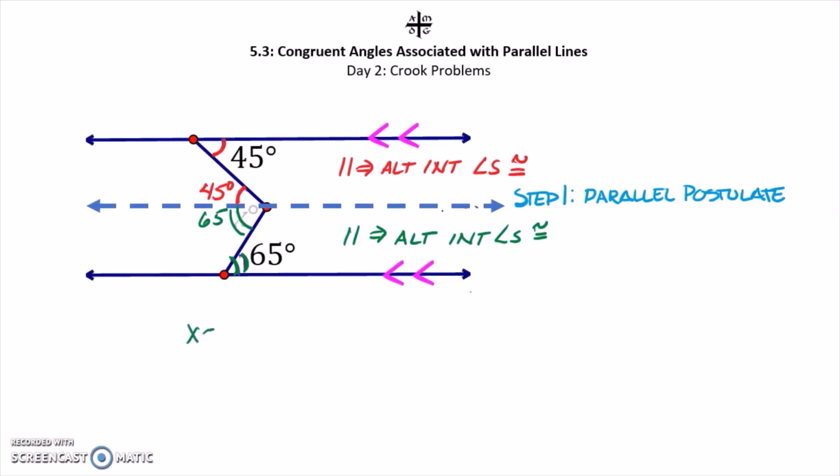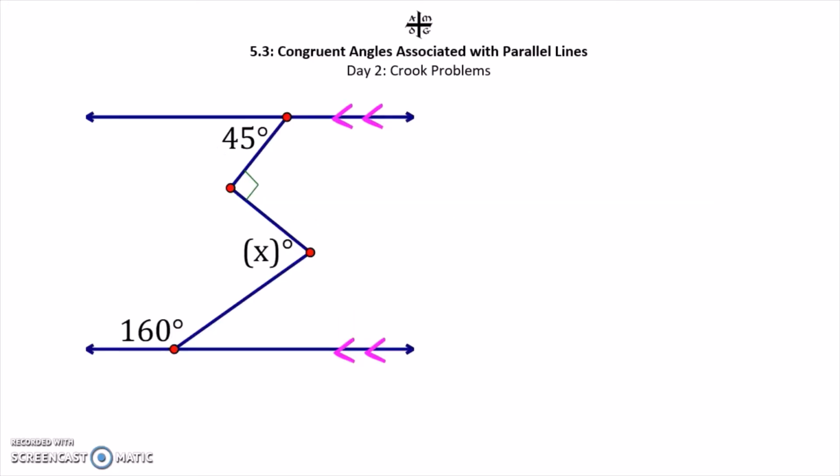Thus, solving for x, 45 plus 65 is 110. I could have just as easily applied other axioms, perhaps supplementary angles, but then I would have ended up in the same spot. My point is that these are not the only axioms you can use, but you should use the axioms from our system. Some Crook problems can have more than one vertex.